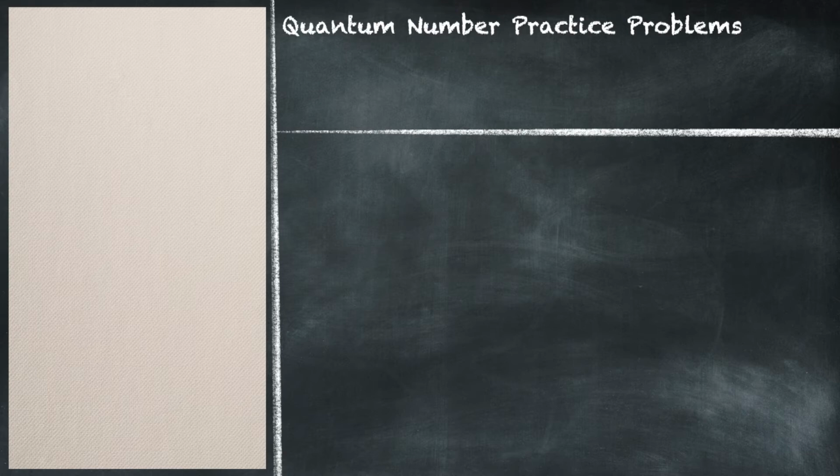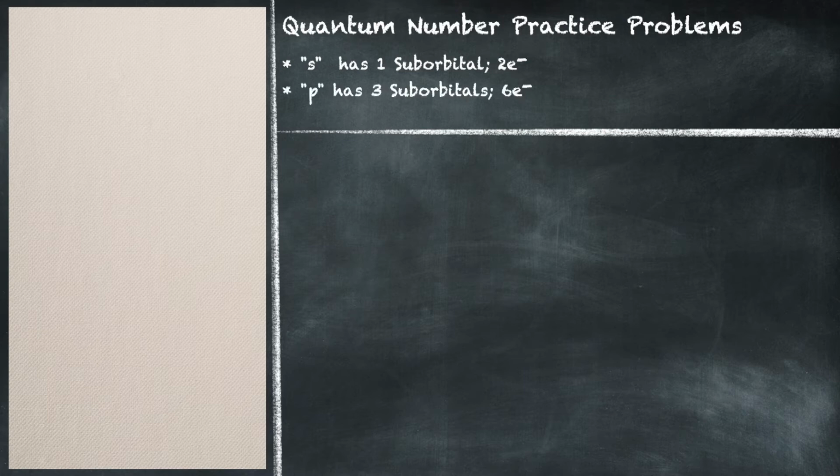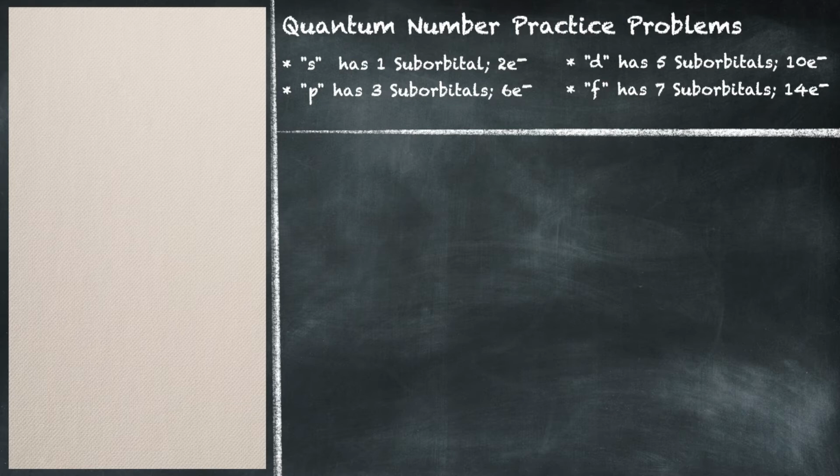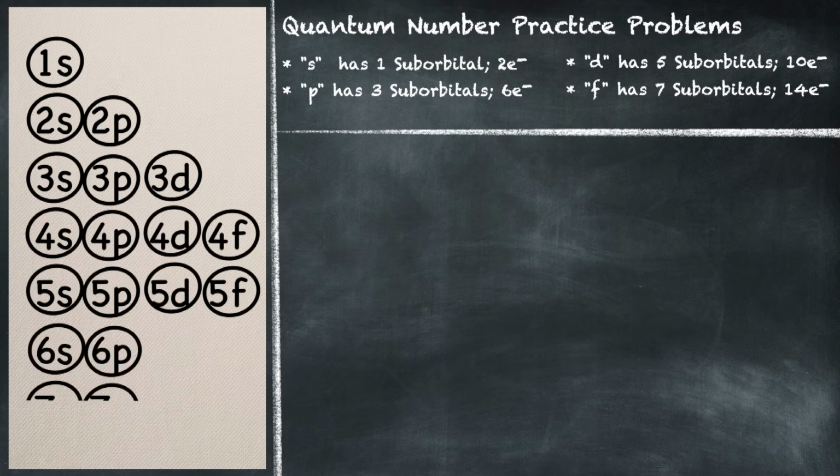So just to reiterate and re-emphasize from our last video, you've got to make sure you know your orbitals. Remember, your s orbital has one suborbital and 2 electrons. Your p orbital can have 3 suborbitals and 6 electrons. Your d orbital can have up to 5 suborbitals and 10 electrons. And your f orbital can have 7 suborbitals and 14 total electrons. Also, make sure you're able to use your electron orbital diagram, which will be on the screen now.